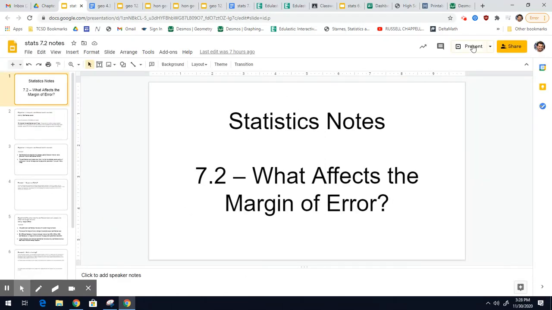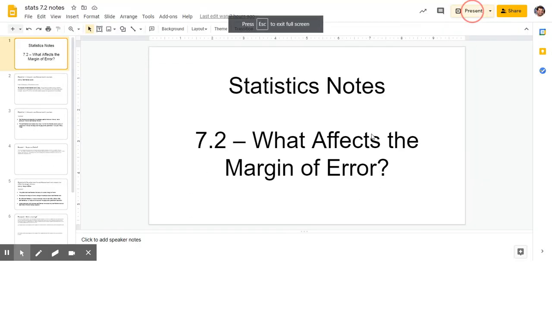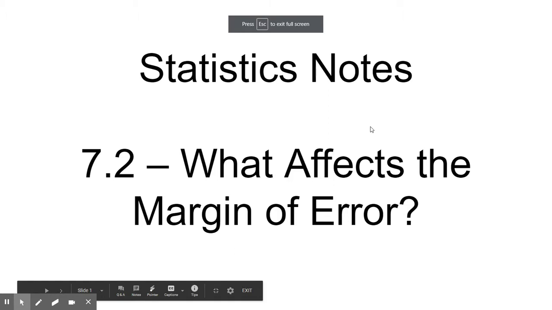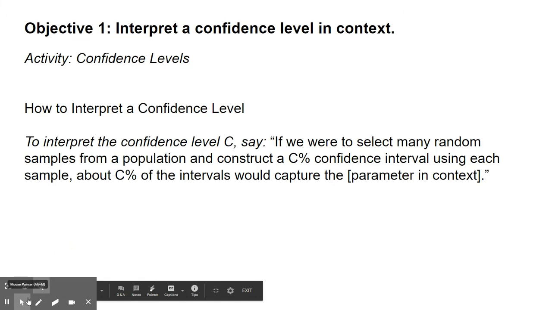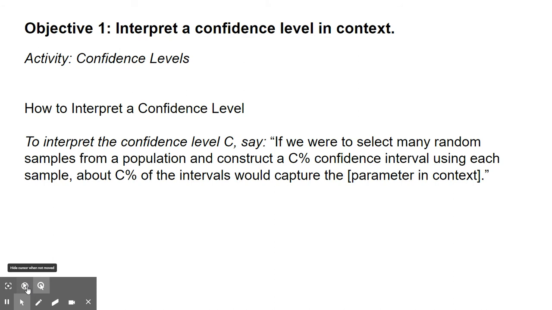All right, stats. So we're doing section 7.2, what affects the margin of error. Again, this is a very important part of what builds your confidence intervals. To start off this section, they're going to have you do an activity talking about what the confidence level is and how it affects the margin of error. So remember, the confidence level is the percentage. All right, so go do the activity and come back.